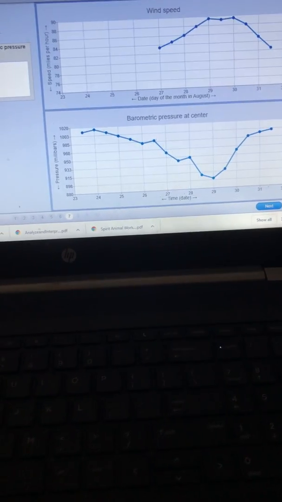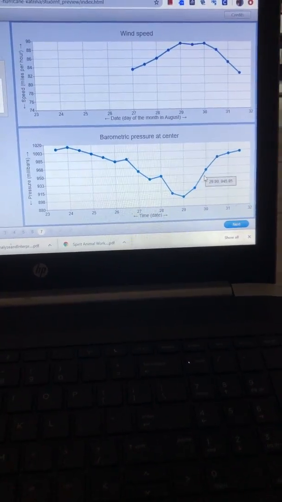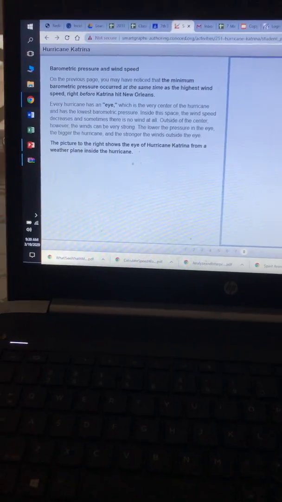Other than the second high point. So the second high wind point, I mean, was actually not even close to the lowest pressure point. So that's interesting. Okay, let's click next. Make sure you got that written down. Barometric pressure and wind speed.